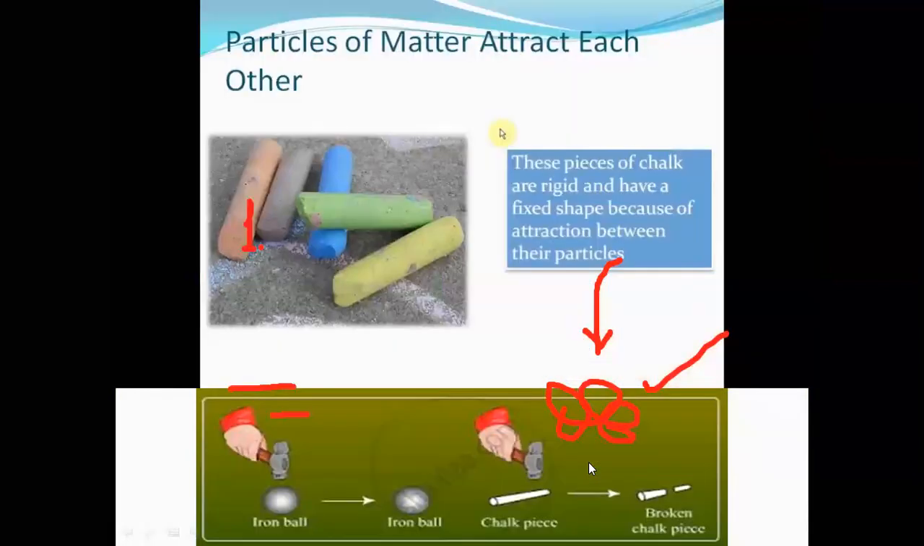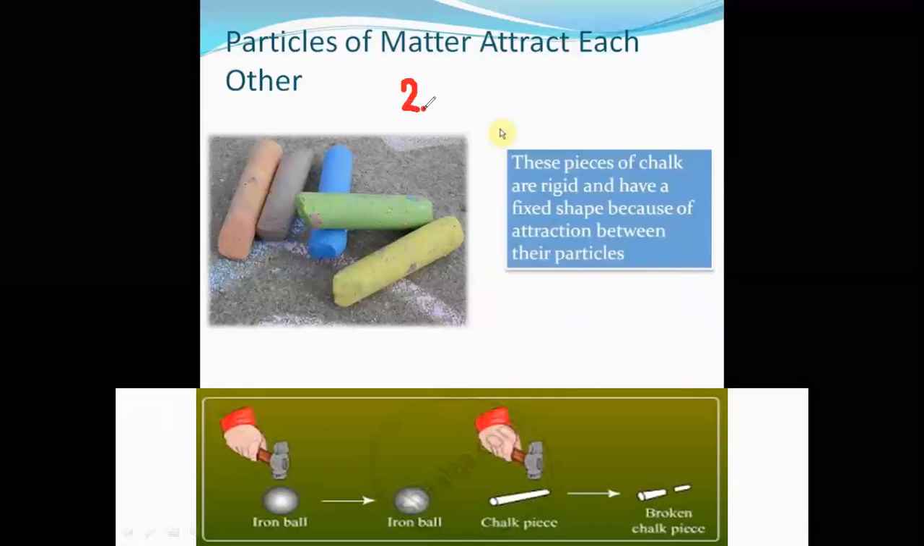Next, particles of matter attract each other. This is number two, the second characteristic. It can be seen from this chalk. You must have seen these chalks in your classroom, and you must have sometimes tried to break them into smaller pieces. You require force, which means you need to apply some energy. Why is it so? Because the particles of the chalk are held by a force of attraction.